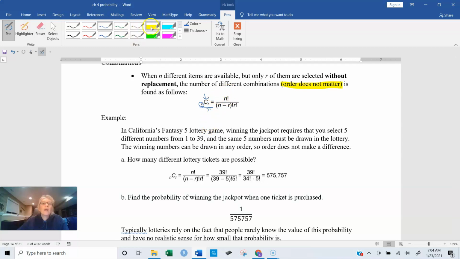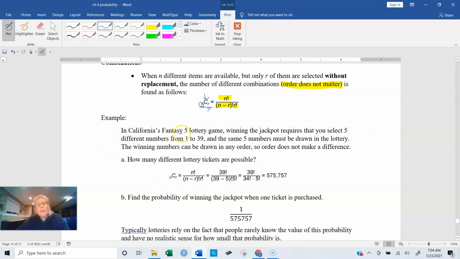Now, if you look, it starts out identical to the permutation, right? n factorial over n minus r factorial, because we have that many. Now we have to take out our identical ones, or the r factorial, just like we did above. So we take out the r factorial, and that gives us our total combination. So now let's give you an example.